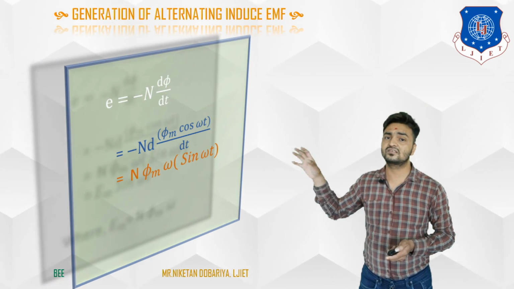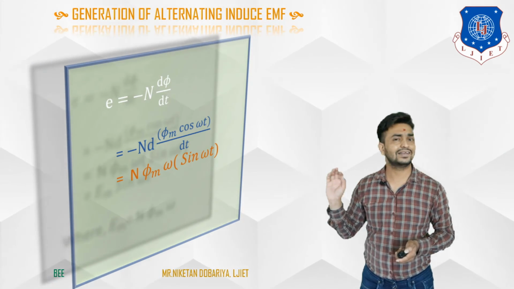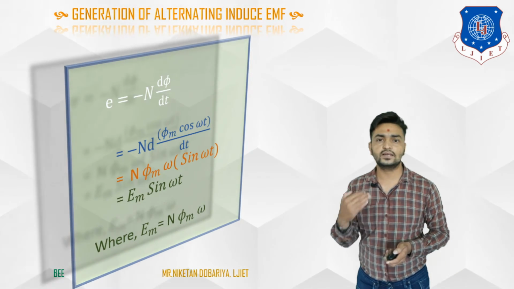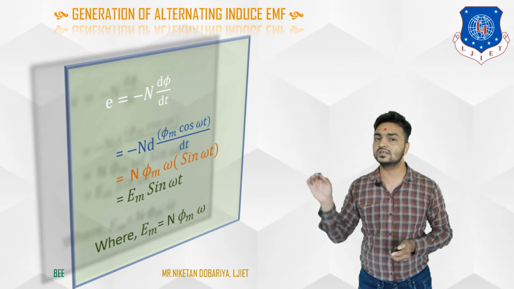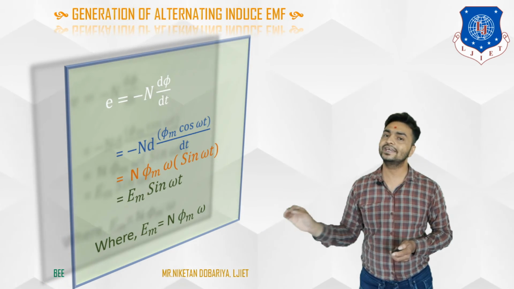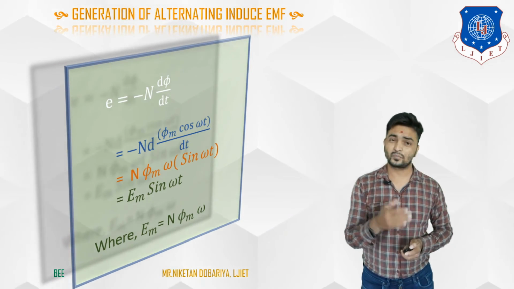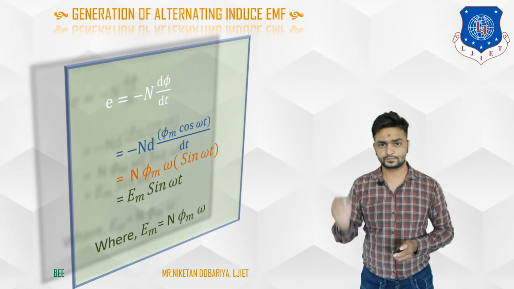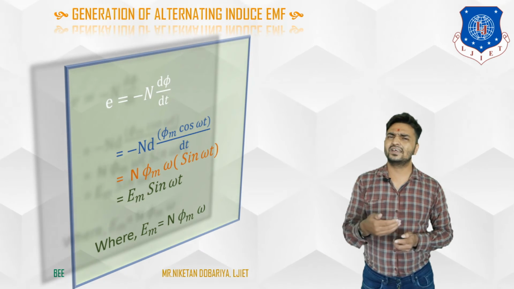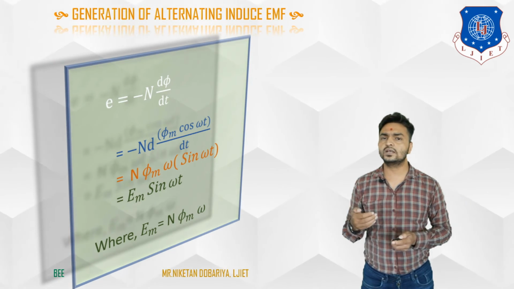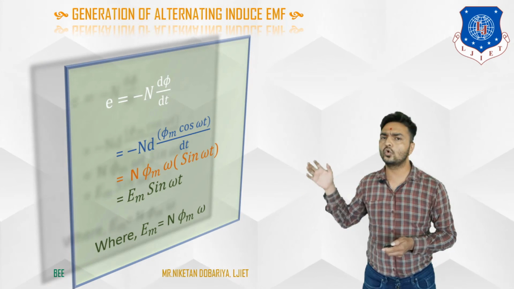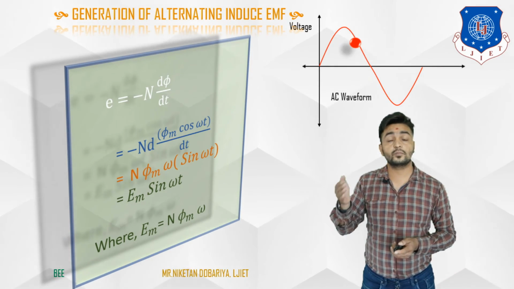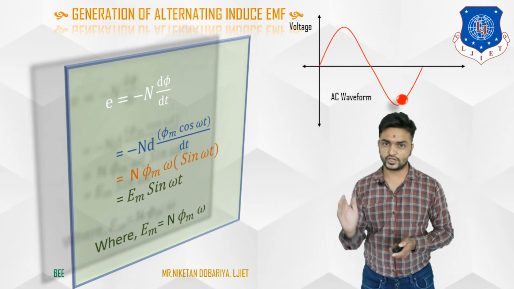So we can replace these three constants by one common constant, and let's say we define that as EM. Now we have the final equation of induced EMF, and that is small e is equal to EM sin omega t. So basically we got an equation which is sinusoidal in manner. Now if we use various values of angle here, then we get various values of the magnitude of that alternating voltage.